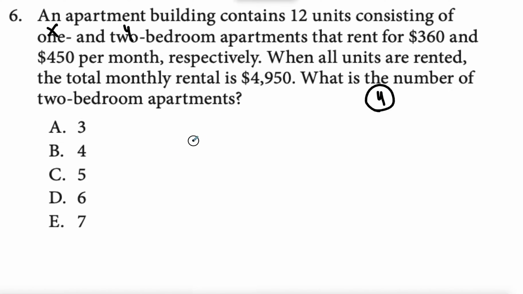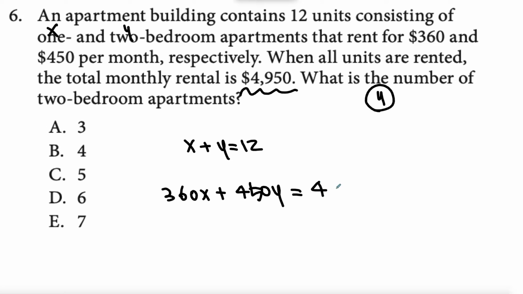So what are we going to do? First, we realize that X plus Y should be equal to 12. And in terms of total revenue, we get 360X plus 450Y equals 4950. So what I can do is multiply the first equation by 360 and then subtract it. Or maybe I'll multiply by negative 360.